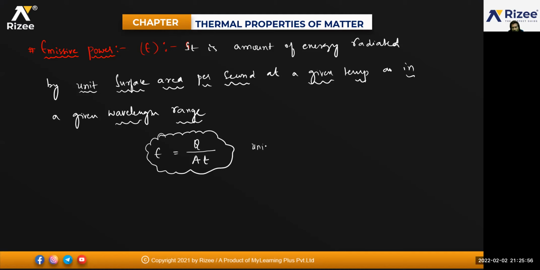Can anyone tell me the unit of this one, beta? Energy divided by time is measured in watt, power, divided by area is measured in meter square, so watt per meter square. Emissive power depends on the nature of the surface and also the temperature. Whereas a perfect black body is independent of the nature of material and depends only on temperature, whereas the emissive power of a body will depend upon the nature of the surface as well as the temperature.